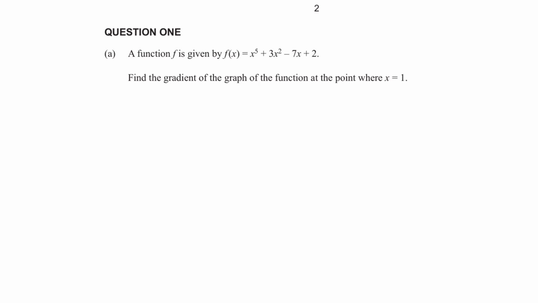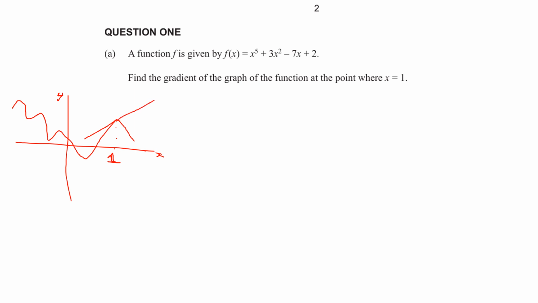Let's try and visualize what this graph could look like. We've got our x and we've got our y, and it's most probably going to look something like this, for example. Let's say it keeps going like this, and let's say we have our point here, and this is equal to 1. This is our point where x is equal to 1, and we've got our tangent here.